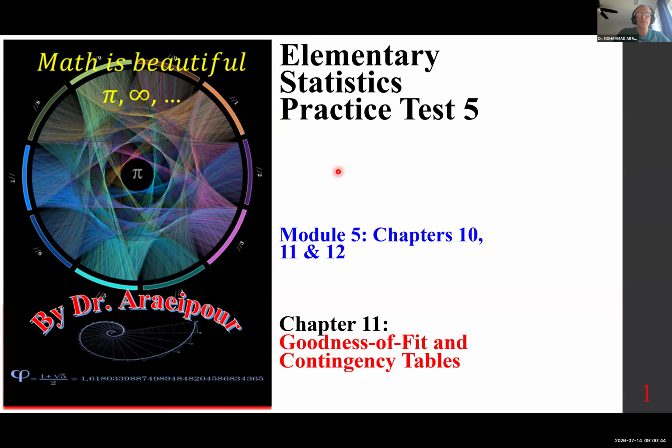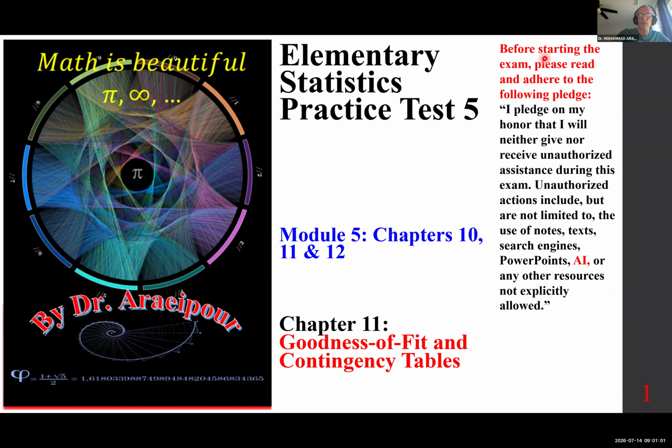Good morning, class. Here's elementary statistics, practice test number 5. Module 5 covering chapters 10, 11, and 12. Here's chapter 11, goodness of fit and contingency tables.